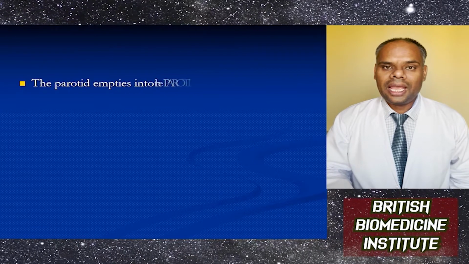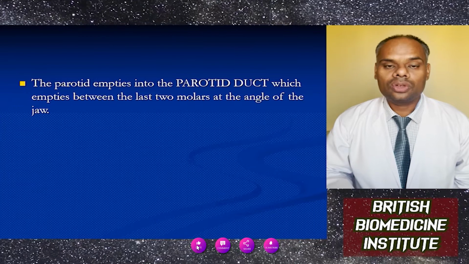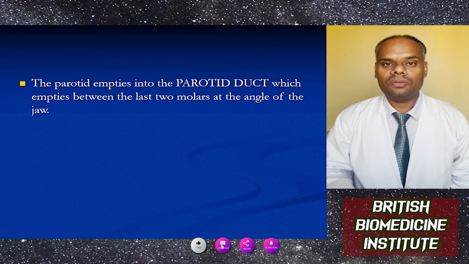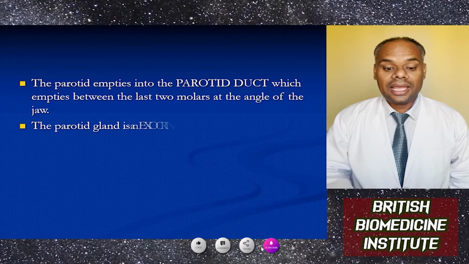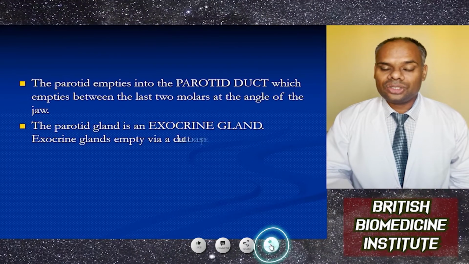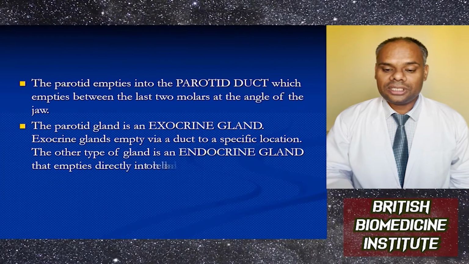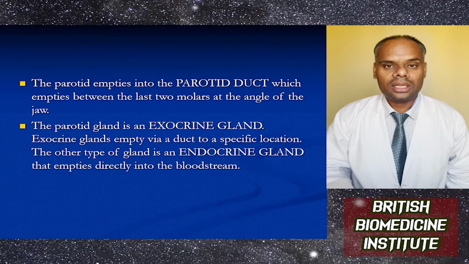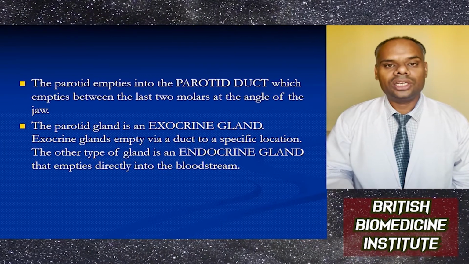The parotid empties into the parotid duct, which empties near the two large molars at the angle of the jaw. The parotid gland is an exocrine gland. An exocrine gland empties via a duct at a specific location. The other type of gland is the endocrine gland, which empties directly into the bloodstream.